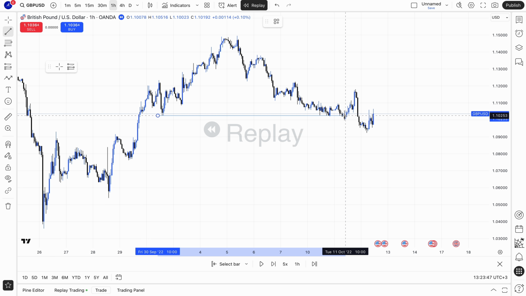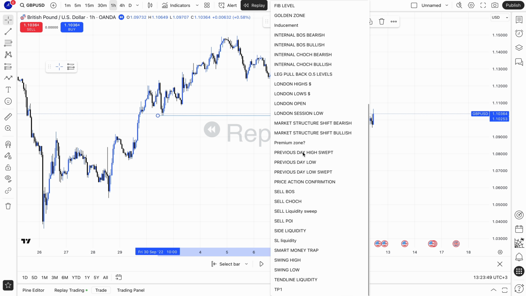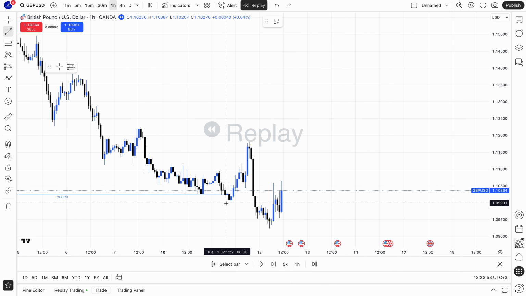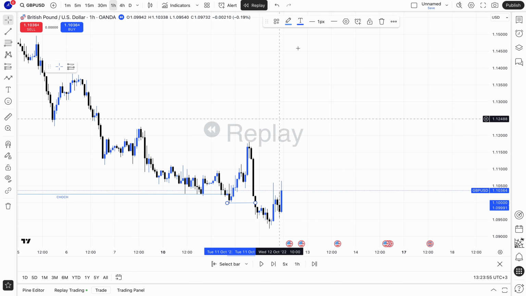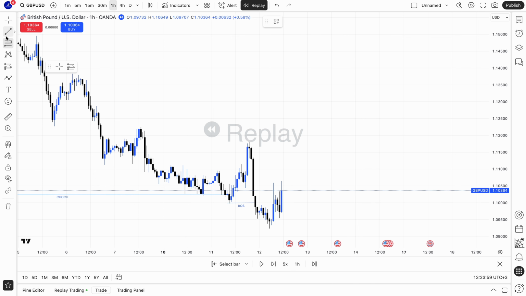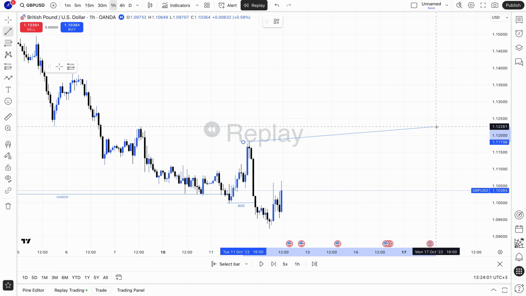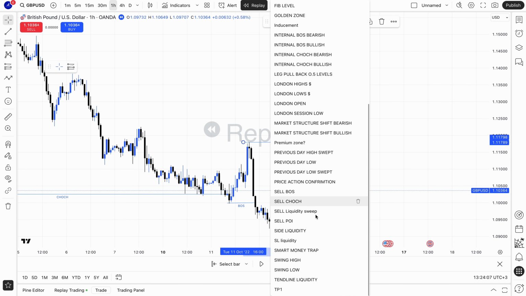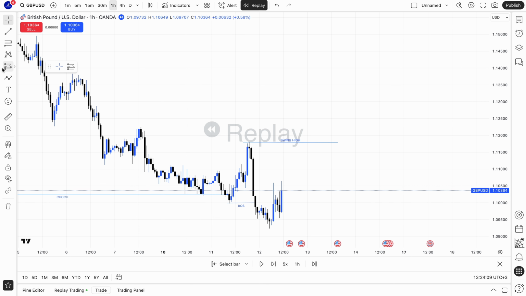Okay, our change of character, the downside, external structure. Then we have our continuation, break of structure to the downside. Then you have our swing high, which is here. Then you have our discount zone.